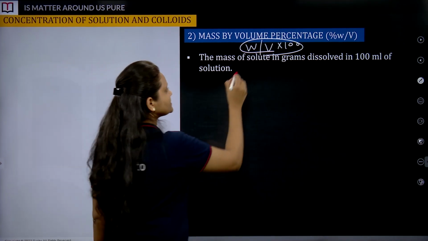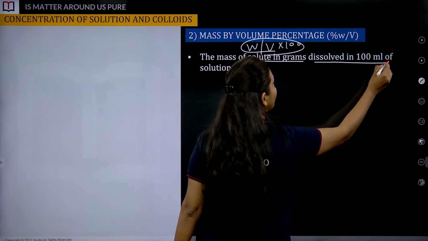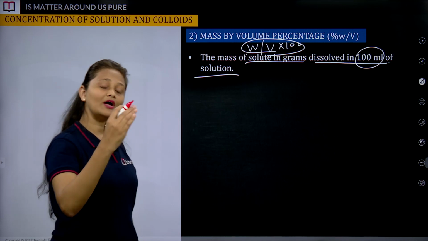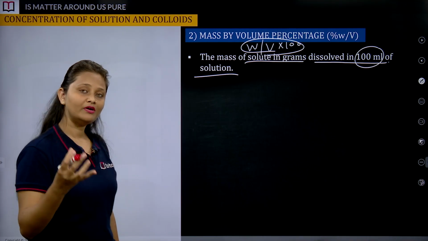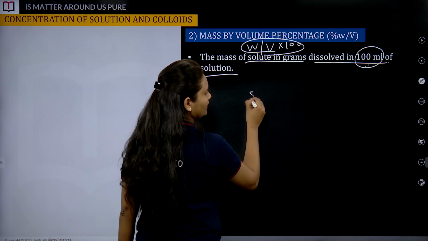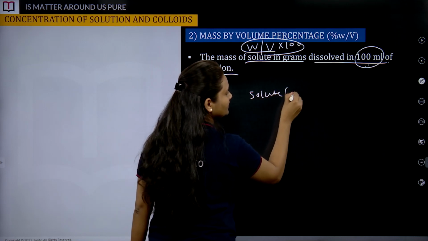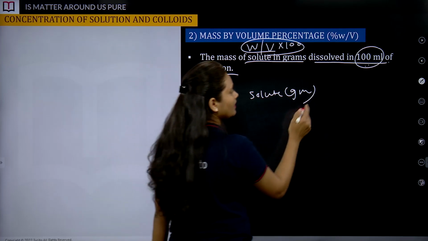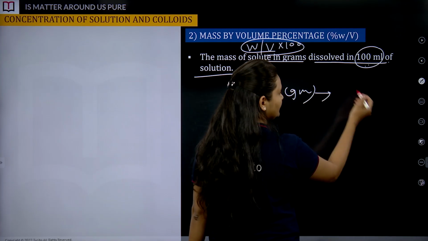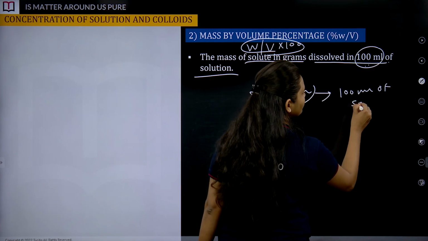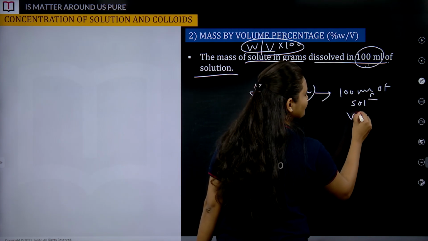The mass of the solute in grams dissolved in 100 ml of solution. So, it's mass by volume. Volume we measure it in 100 ml. So, here the solute, of course, we are going to take it in grams. Okay. So, mass of that solute in gram, which is getting dissolved in 100 ml of what? The solution which we have taken. So, it's by mass.